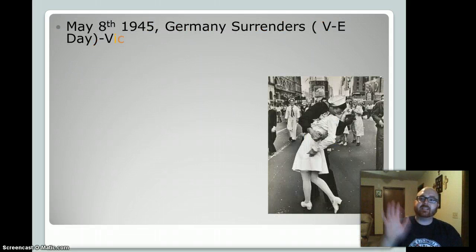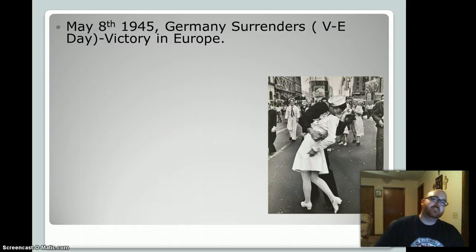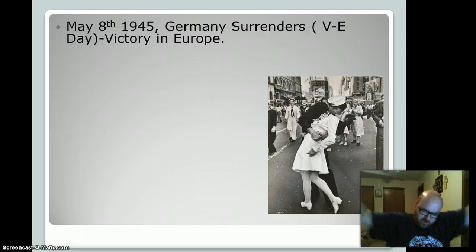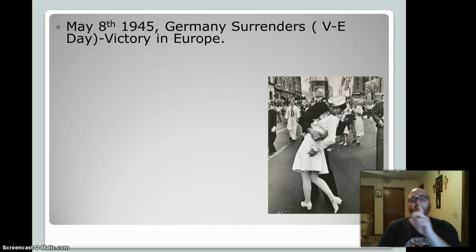Alright, so May 8th, 1945, Germany surrenders. VE Day, victory in Europe. Alright, one front down, one to go. So Germany surrenders, VE Day. A big day, with a very famous Life magazine photograph of the Navy man and his girlfriend, wife, his lady, kissing in Times Square. Very, very famous photograph.